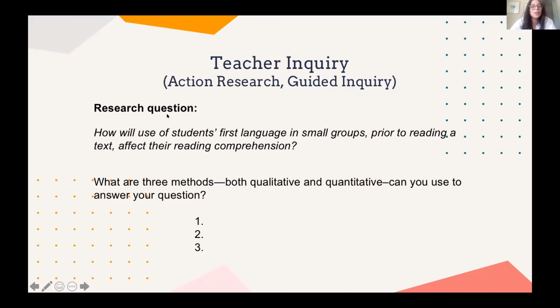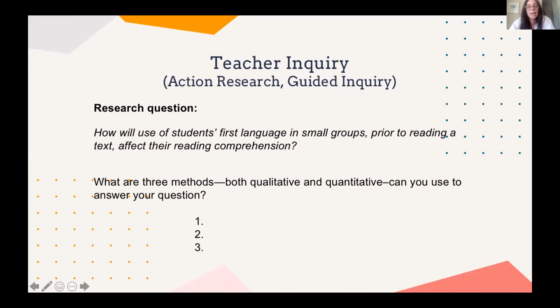So what are some of the things a teacher might use, qualitative and quantitative, to answer the question above? How will students' first language in small groups prior to reading a text affect comprehension? I can talk through a little bit. As a teacher, I'd be thinking, first, I'd want to know what my students' first languages are. And sometimes students have more than one first language, and they may feel more comfortable in one language or another. So the first thing I'd want to do is find out what my students' first languages are, and make notes.